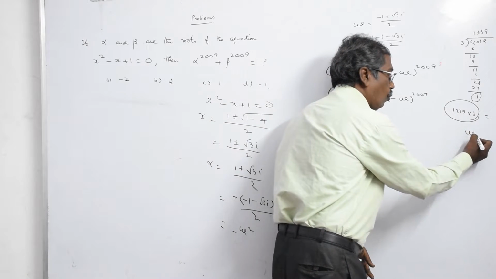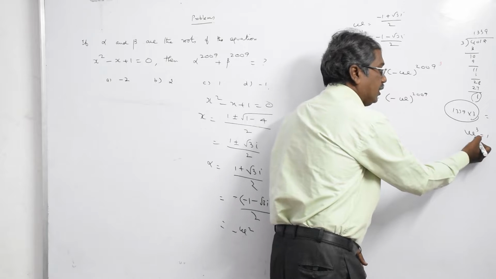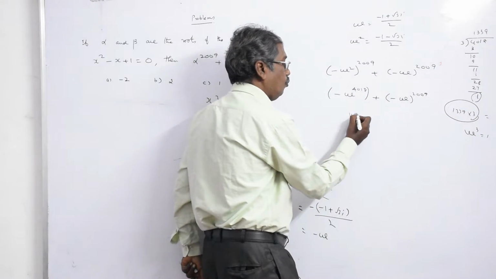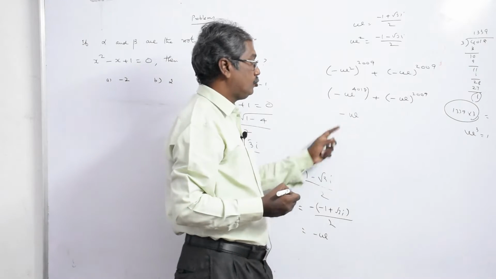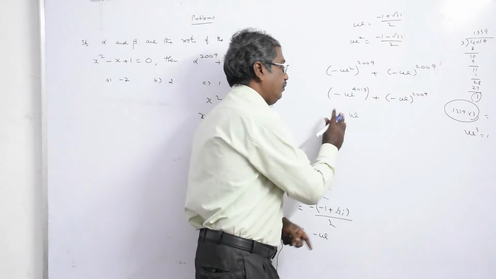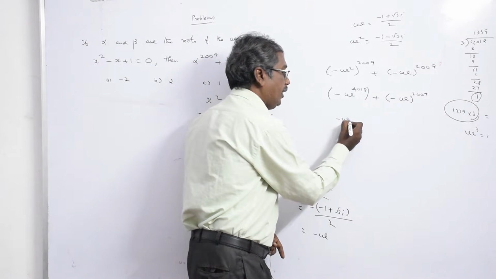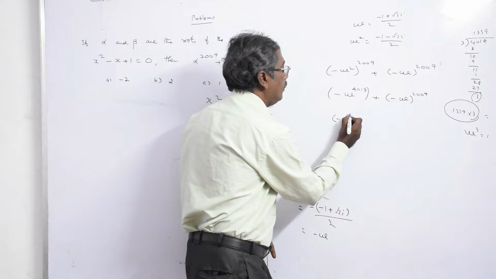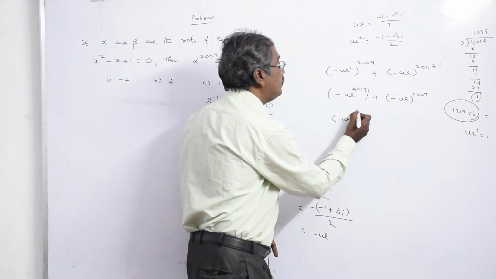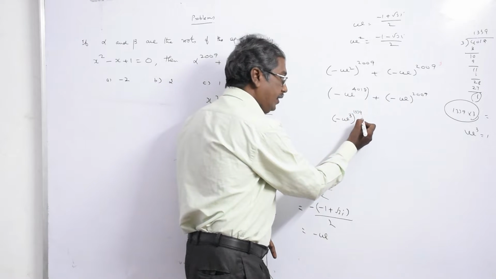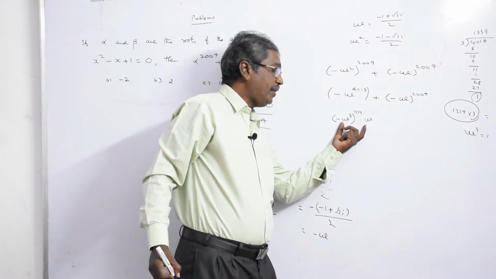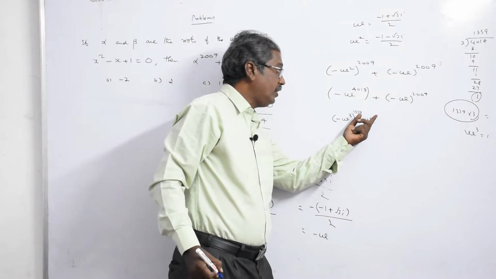Omega cube is equal to 1. This whole thing becomes 1. So remaining is 1, so the remaining one is omega. This will become minus omega. So this whole thing becomes this much. I can write it like this: minus omega power 1, omega power 3 whole power 1339 into omega. So when you multiply these two things and add up to this one, it gives you this much.